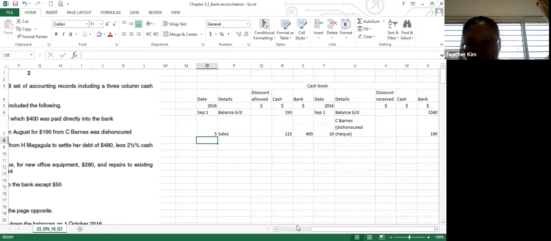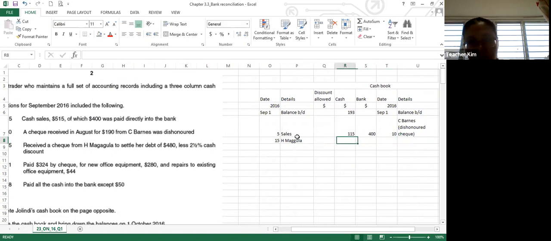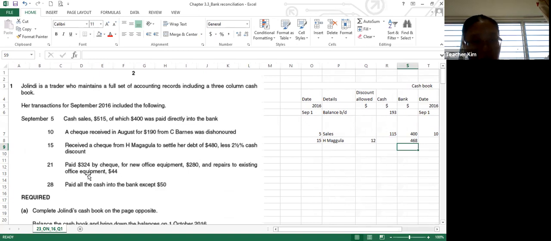So the third entry: on the 15th, received a check from H Magabula, and the amount is to settle her debt of 480 and get 2.5%. So we take 480 times 2.5%. This is the discount, whereas the bank amount received is 468.